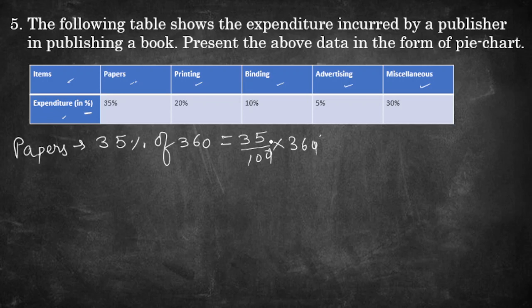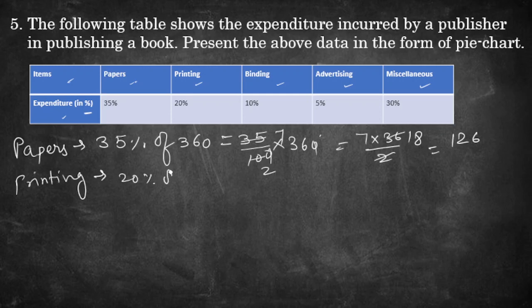So 0 to 0 cancel out, here 5 7s are 35, 5 2s are 10, so we got 7 into 36 by 2, 18, so now 18 7s are 126. Okay, now for printing, 20% of 360 degree. Okay, so now the percentage sign removed, 100 will come down into 360, so 0 to 0 cancel out, 36 2s are 72, so it's 72 degree.